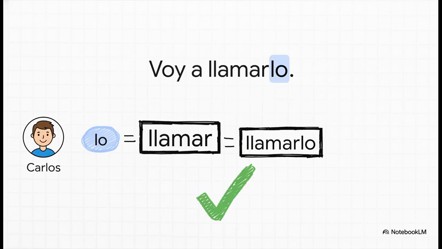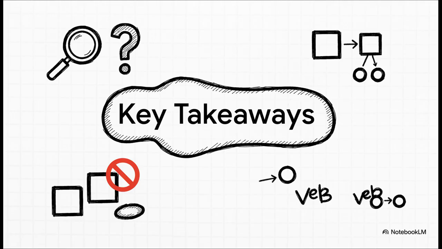Yes! Voy a llamarlo. We spot Carlos as our direct object, we replace him with a masculine singular pronoun lo, and we just attach it to the end of the infinitive llamar. You've totally got this. So let's do a super quick recap of the most important stuff. Remember your secret weapon? Just ask the verb what or whom to find the object. The whole point of these pronouns is to stop repeating yourself. For placement, it's either before a conjugated verb or it's attached to an infinitive or a participle. And the golden rule? Always, always match the gender and number.